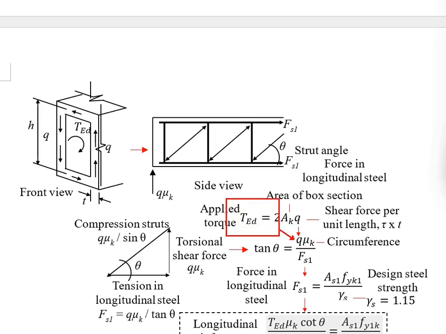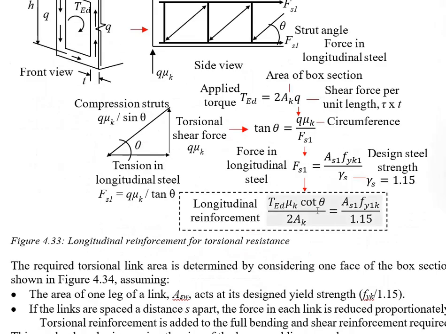Substitute this into the formula. Rearrange the formula here. Move the forces to one side and move the tangent theta to the other side. Substitute the whole thing here into here. Then you get this formula. This will be the formula that you use to determine the longitudinal reinforcement resisting the torsional force.